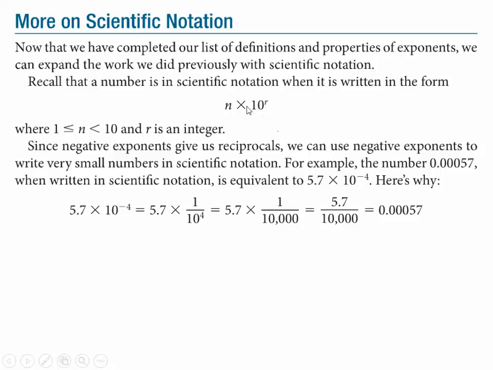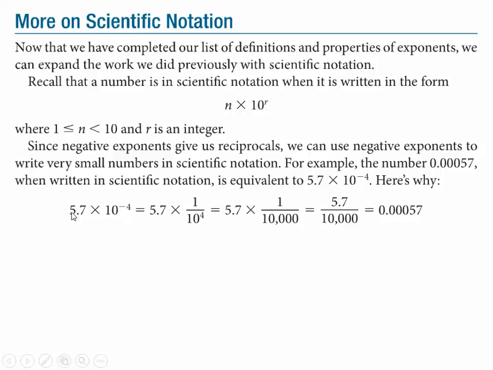So, we already know this here. We know scientific notation is n times 10 to the r. But this time we're going to deal with very small numbers since we have the negative exponent rule now. So an example here, 5.7 times 10 to the negative 4. Instead of multiplying by 10, what we really are doing now is multiplying by 1 over 10 to the 4th. So instead of moving the decimal over to the right 4 places, we're dividing by 10,000, or moving it to the left 4 places.